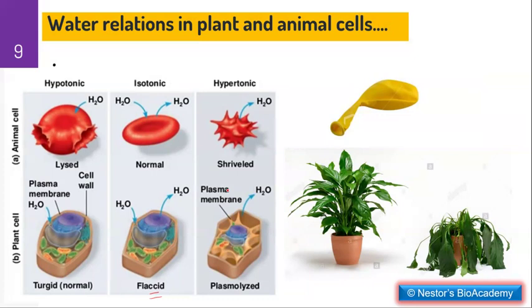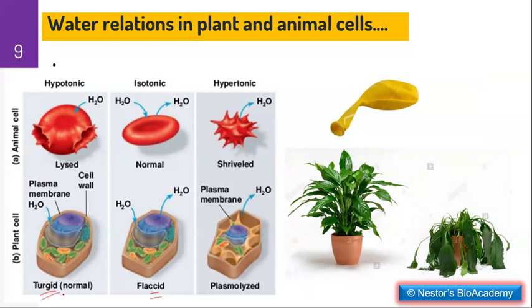And when this happens, we expect the vacuole contents to shrink. And when this happens, the cell membrane detaches itself from the cell wall. In this state, the cell is described as plasmolyzed. It becomes less firm.